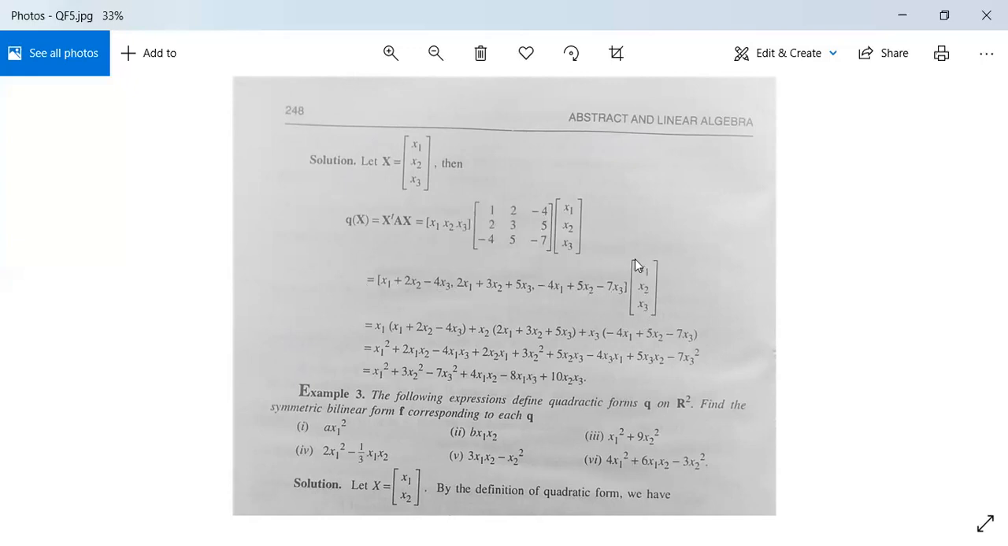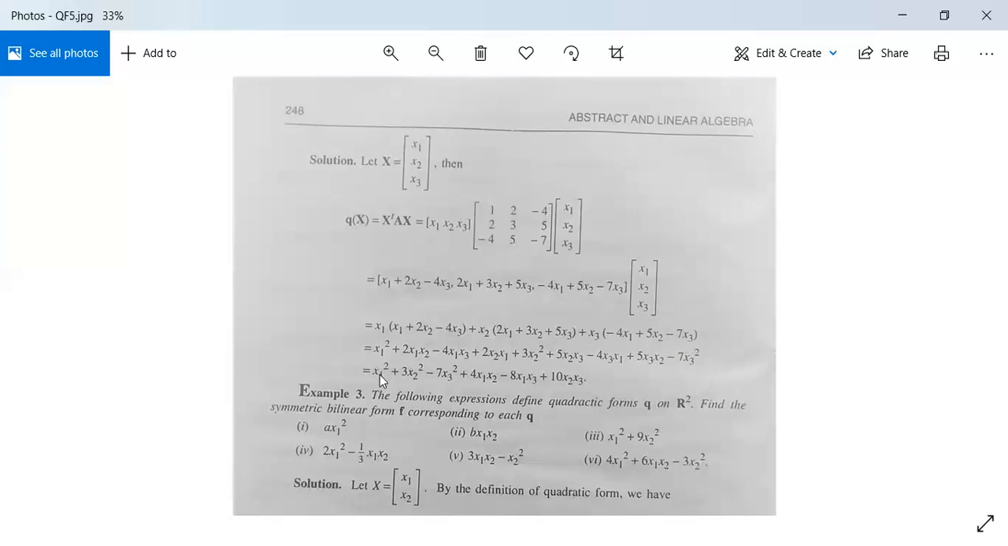Now multiply this matrix with this one. So it will be x1 into x1 plus 2x2 minus 4x3, plus x2 into 2x1 plus 3x2 plus 5x3, plus x3 into minus 4x1 plus 5x2 minus 7x3. So multiplying this out, this will be your x1 square plus 2x1x2 minus 4x1x3 plus 2x2x1 plus 3x2 square plus 5x2x3 minus 4x3x1 plus 5x3x2 minus 7x3 square.